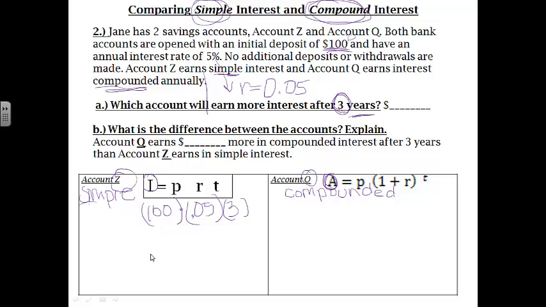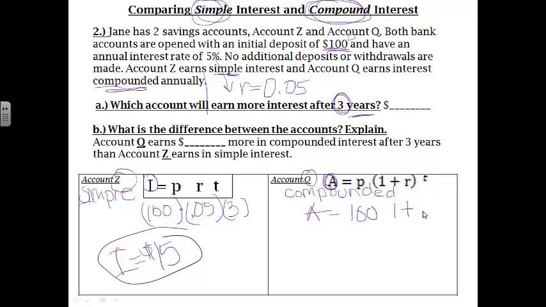Now I'm going to say pause me and come back. So when you multiplied these, you should have got $15. So that's what our simple interest would earn after 3 years if I had a 5% interest with a principal of 100. Okay, now let's do compounded. Okay, so we're trying to find A. So my principal here was $100. And then I have 1 plus 0.05 to the 3rd power.